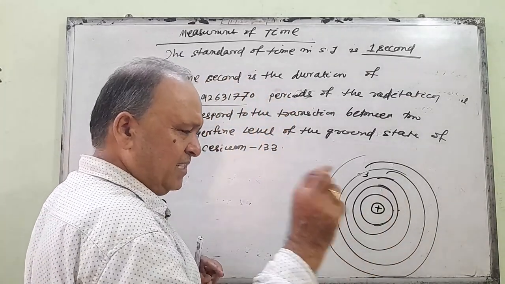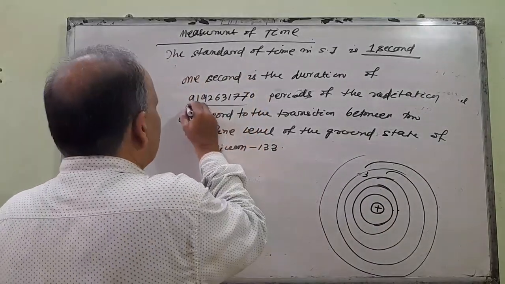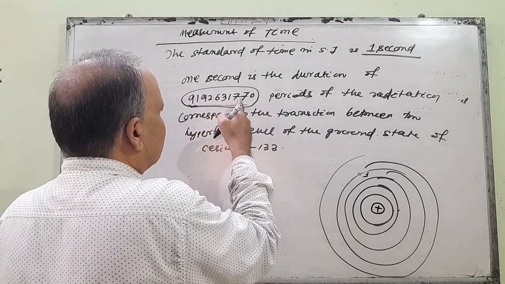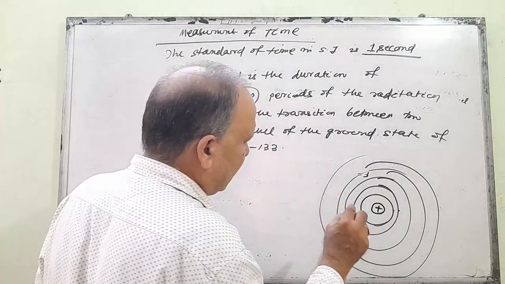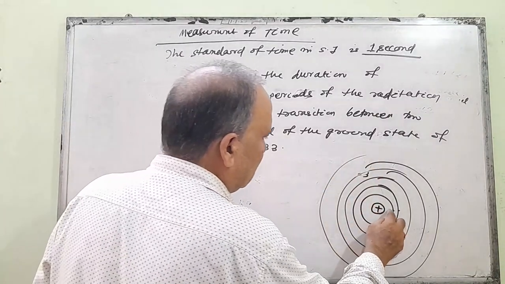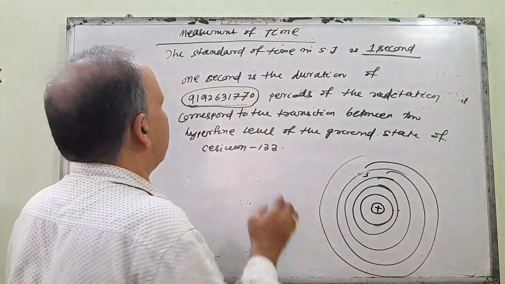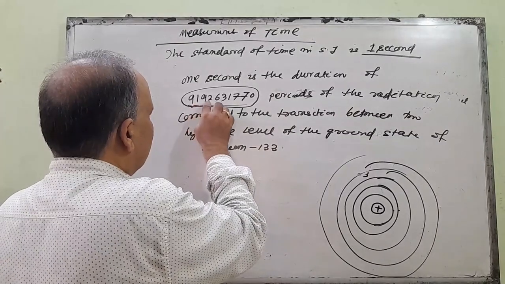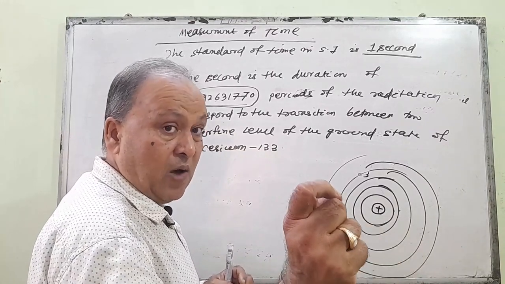The time taken by the transition of an electron between two hyperfine levels of cesium-133, when this time is multiplied by the factor 9192631770, that duration is equal to 1 second. You just remember 1 second.